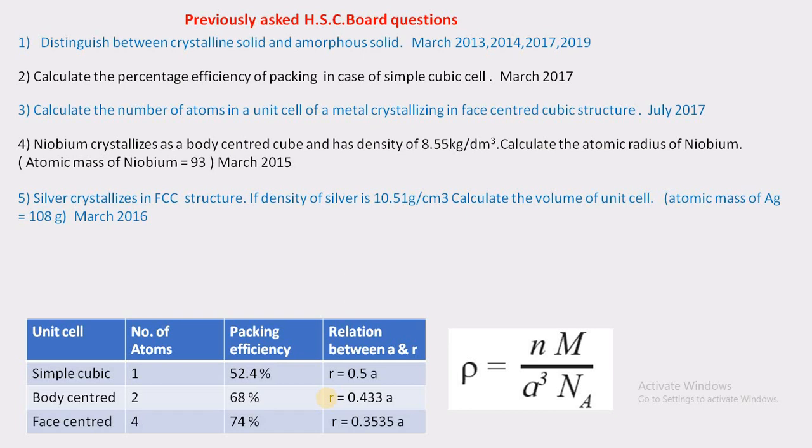Silver crystallizes in FCC structure. If the density of silver is 10.51 gram per centimeter cube, calculate the volume of unit cell. Here the volume of unit cell, that means a cube, is asked. Atomic mass of Ag is given, and it is an FCC structure, hence face centered structure, 4 atoms are there. n is equal to 4, M is equal to 108. We have to calculate a cube, and the density is given, 10.51 grams per centimeter cube, and Na is the Avogadro number.